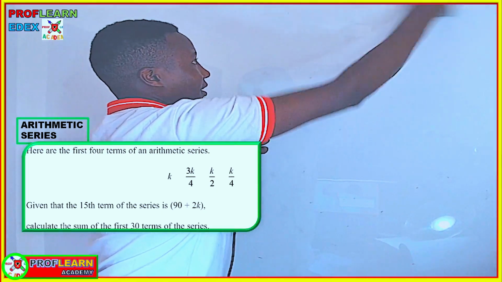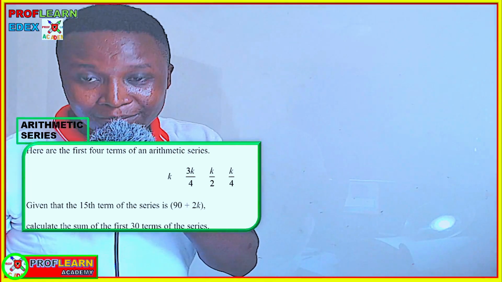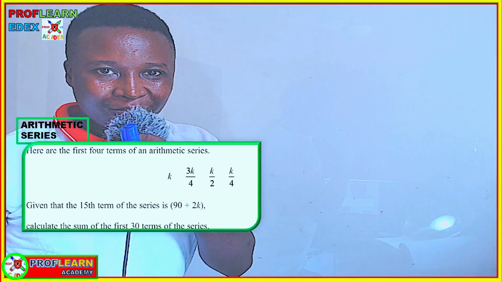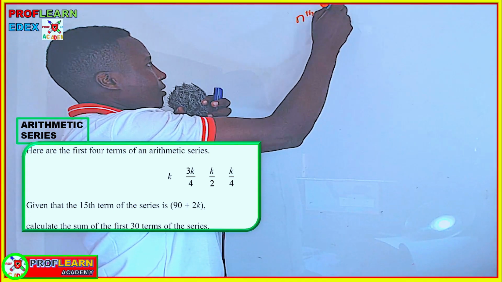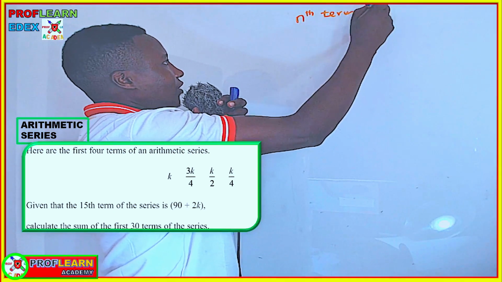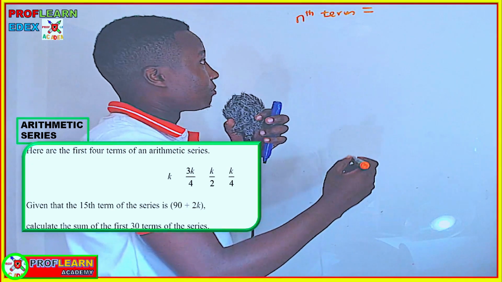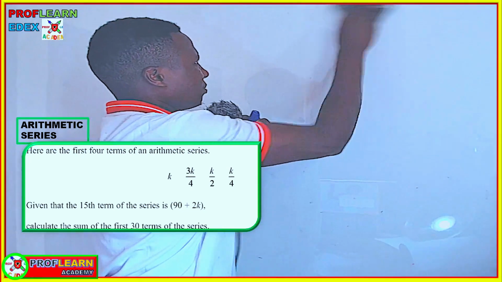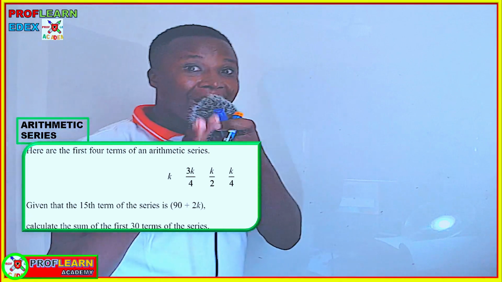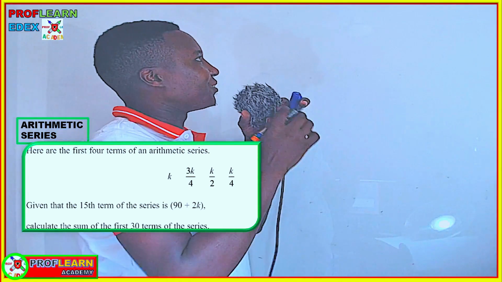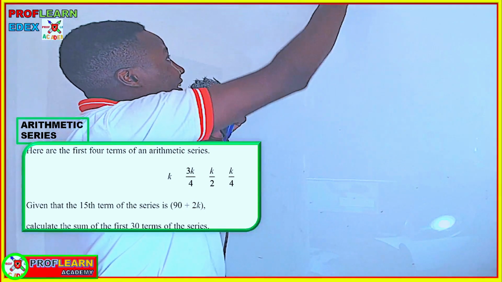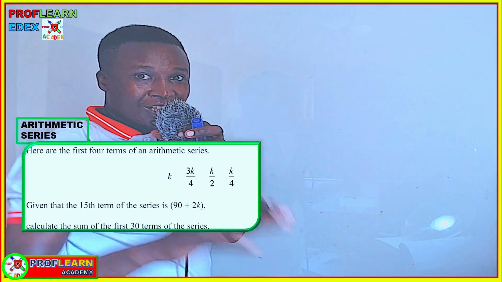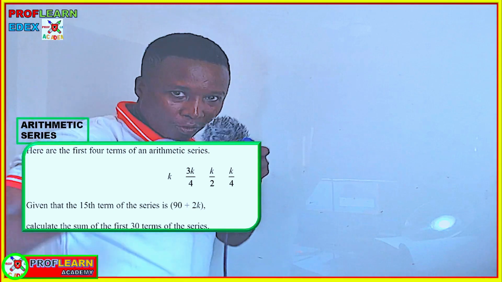Let me just write it. The nth term in an arithmetic sequence is given by the formula. You know, I have to keep on checking whenever I'm writing whether the camera is capturing that area. So that's why you find that I just wrote at the top and you are not able to see. Now let me just focus and move down a little bit.